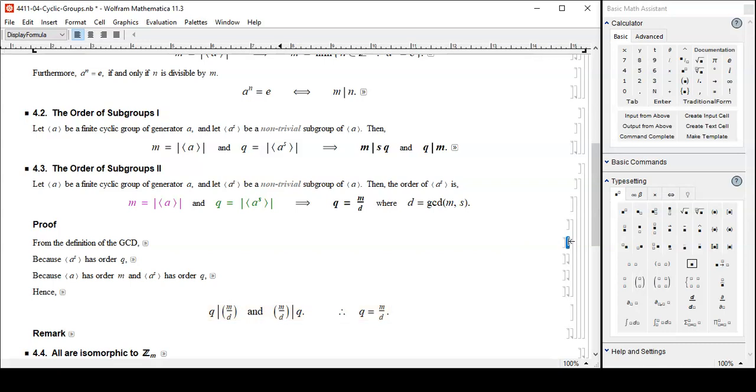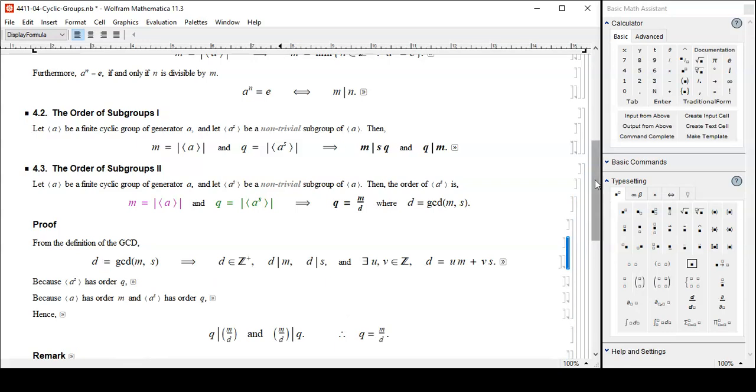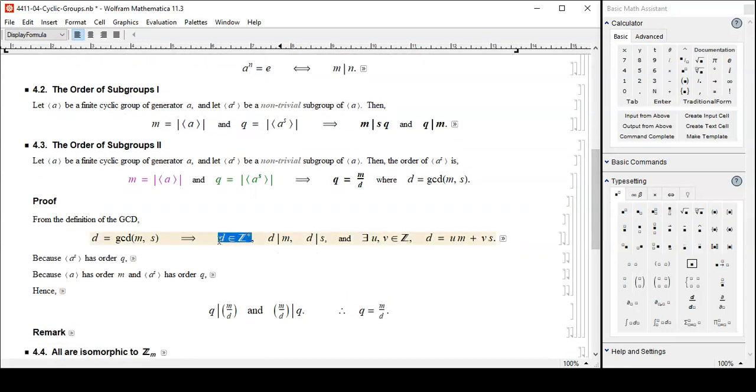Let's work out the property of GCD. D is GCD, so it's a positive integer so that it's a common divisor, so it divides M and also it divides S. And finally, it's the greatest common divisor, and that corresponds to this linear combination property, uM plus vS, where u and v are integers. Do you recall this from the definition of GCD from lesson 3?